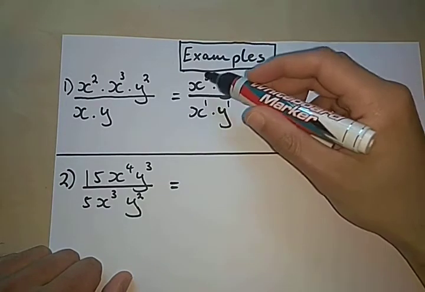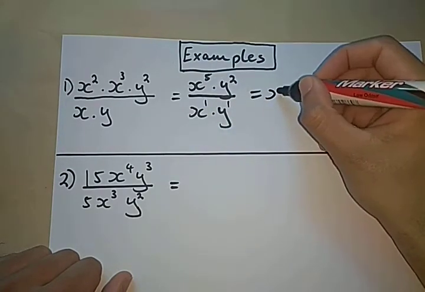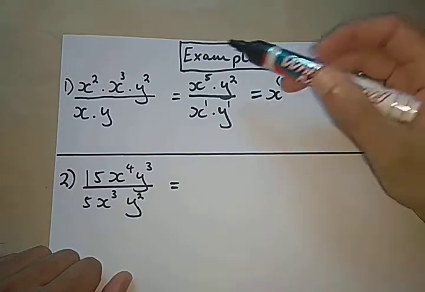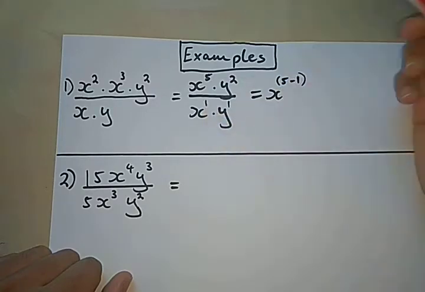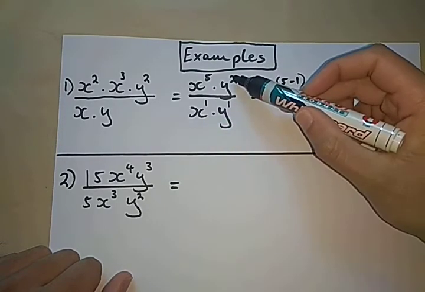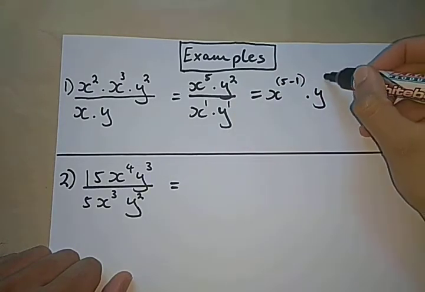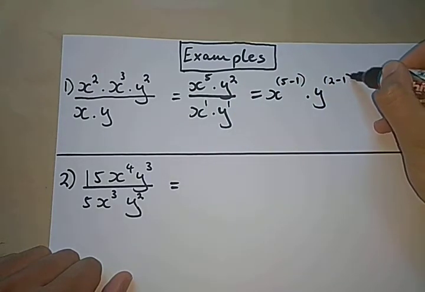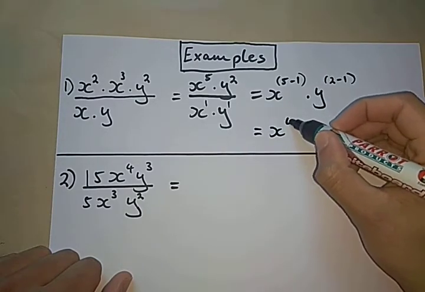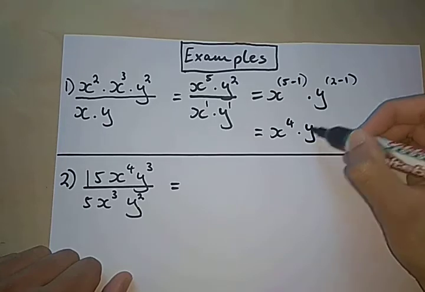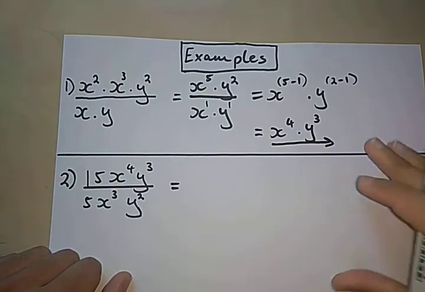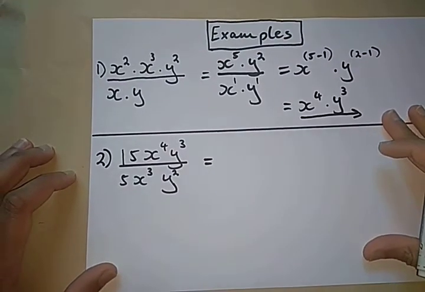Therefore, the answer to this would be an x to the power of 5 minus 1, multiplied by y to the power of 2 minus 1. And my final answer would be x to the power of 4 times y to the power of 1. Let's go ahead and take a look at the second example.